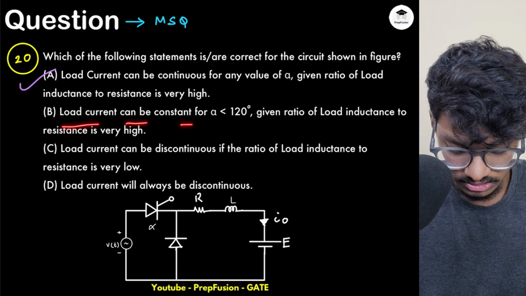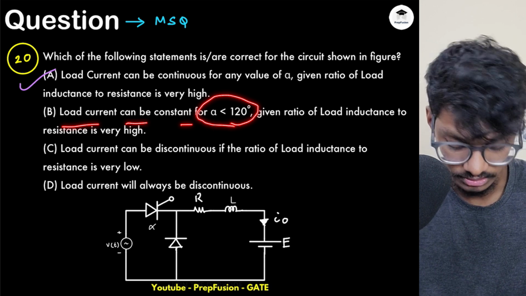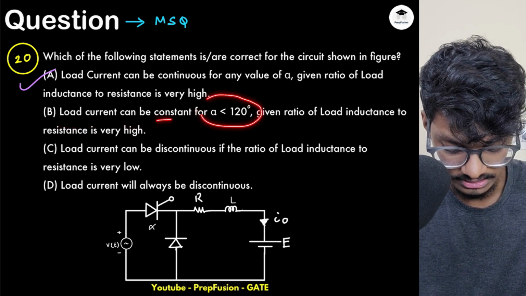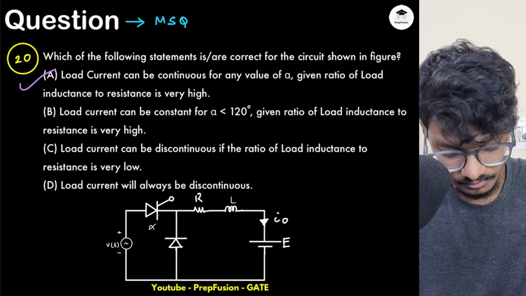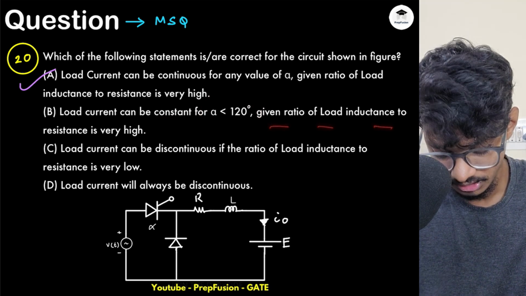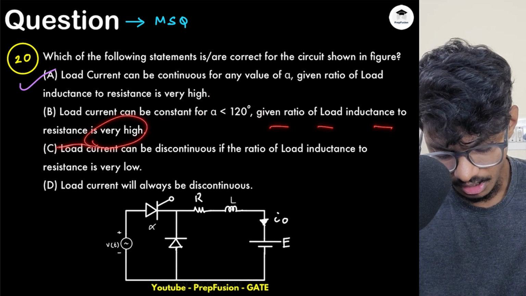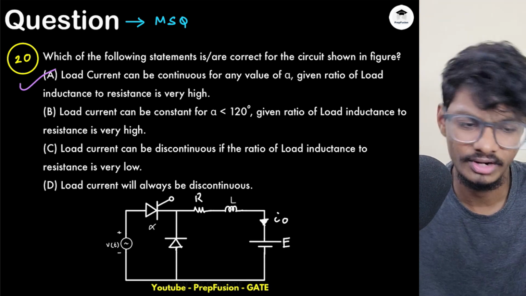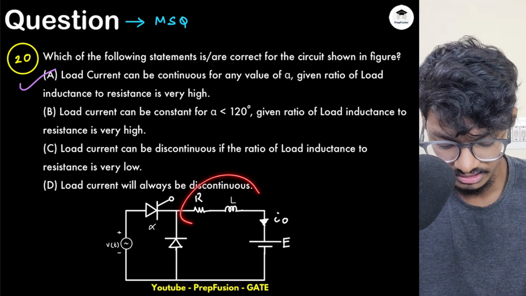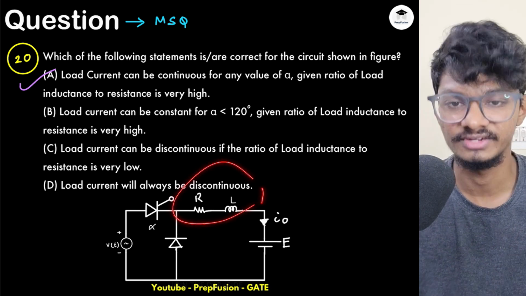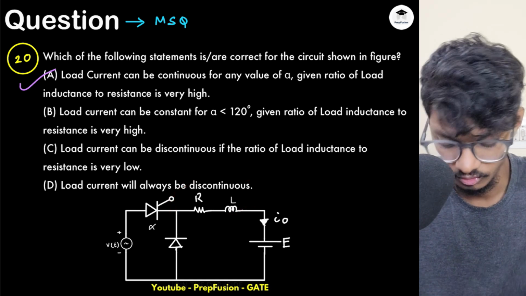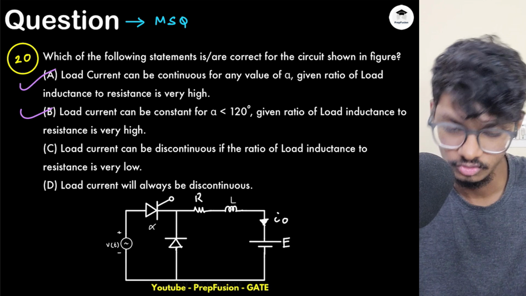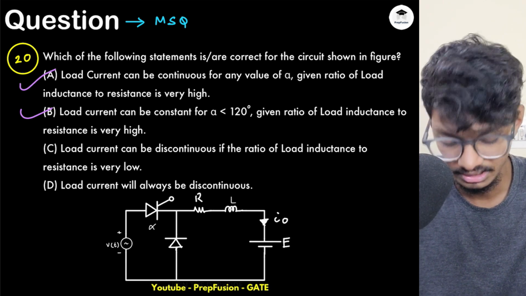Load current can be constant for alpha less than 120 degrees, given the ratio of load inductance to resistance is very high. Again, this is true. Load current can be constant for alpha greater than 120 degrees as well, given this L by R is very high and it discharges at a very slow rate. So this is again true. There will be minimal ripple.